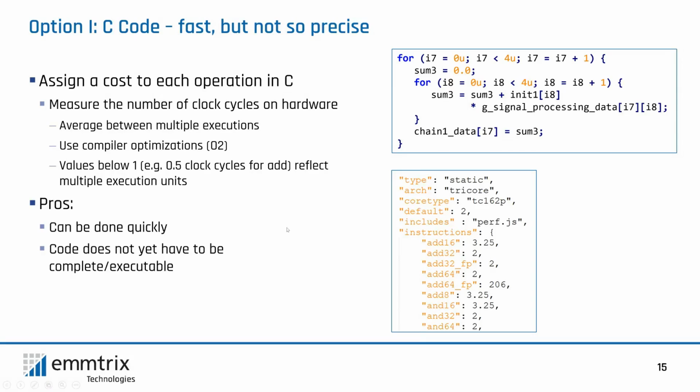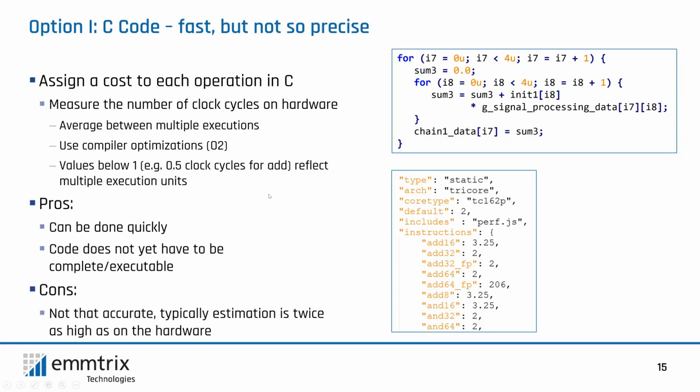The advantage of using this kind of estimation is that it can be done very quickly. We have to go through the C source code, and we can do this even if the source code is not fully complete or executable, and we can just add everything up. However, this is not that accurate. So typically, this estimation is around twice as high as real measurement on the hardware.